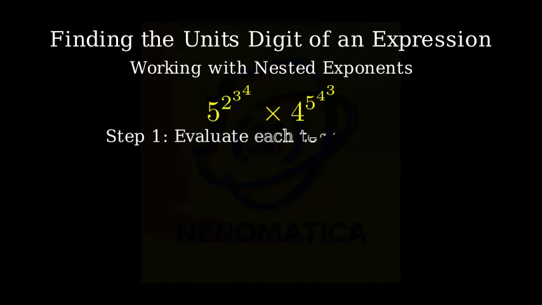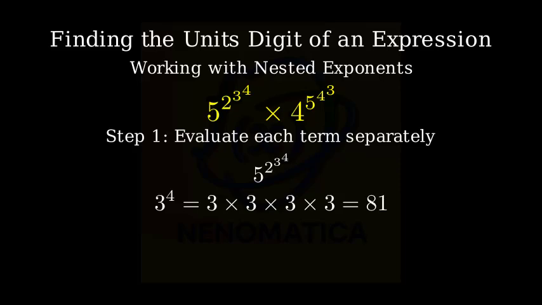To find the units digit, we need to evaluate each term separately, focusing only on the patterns in the units digits. Let's start with the left term. First, let's calculate the value of the exponent 2 raised to 3 to the power of 4. 3 to the power of 4 equals 81. Now, 2 raised to 81 is our exponent.